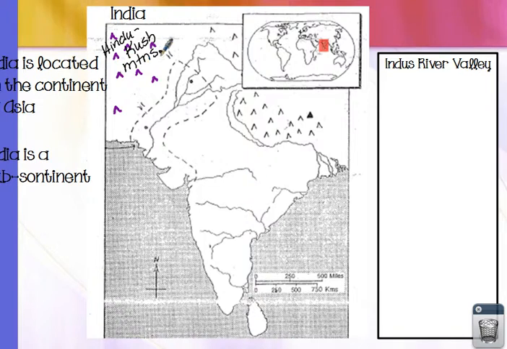All right, they are some of the mountains that are part of that geographical feature that help separate India from the rest of the continent of Asia.